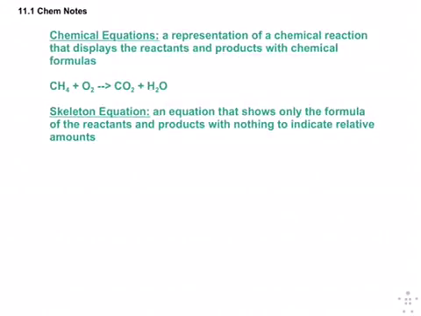So most chemical equations really aren't written in words. They're written with the symbols and the formulas. Chemical equations represent a chemical reaction that displays the reactants and the products with chemical formulas. Your skeleton equation is an equation that shows only the formula of the reactants and products with nothing to indicate relative amounts. This is seldom used.